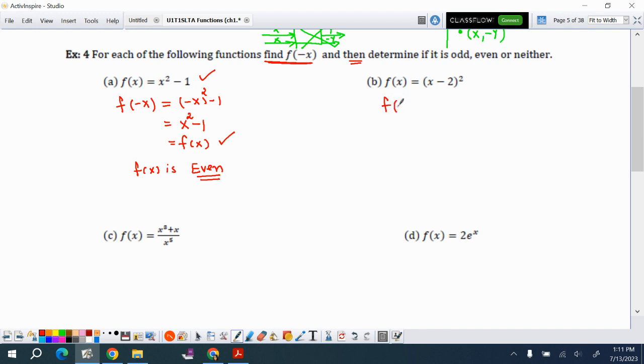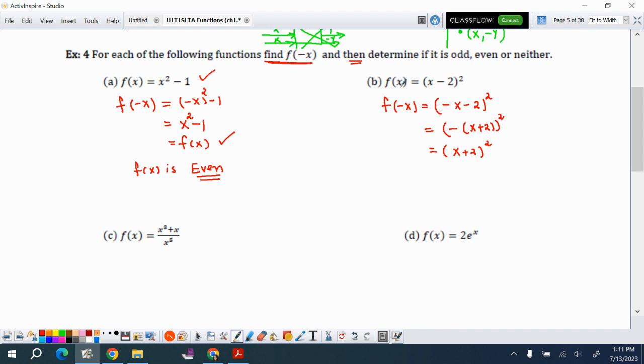Let's try again. F of negative x. Replace x with negative x. Be careful here. This is a parabola. It's not an even function because it is shifted. But we still have to prove it algebraically. So factor out the negative sign. And now here the negative number squared becomes positive.